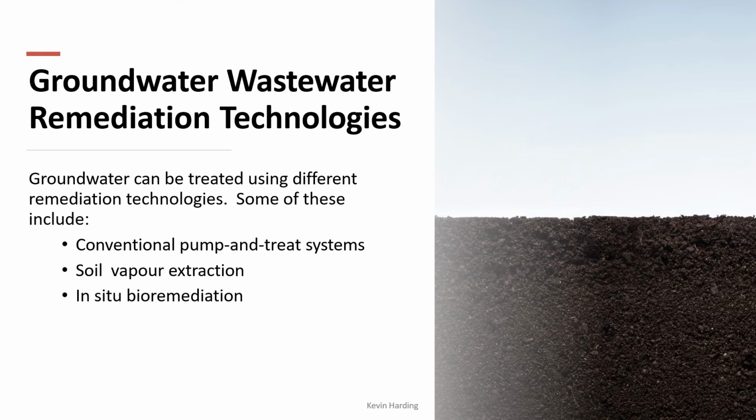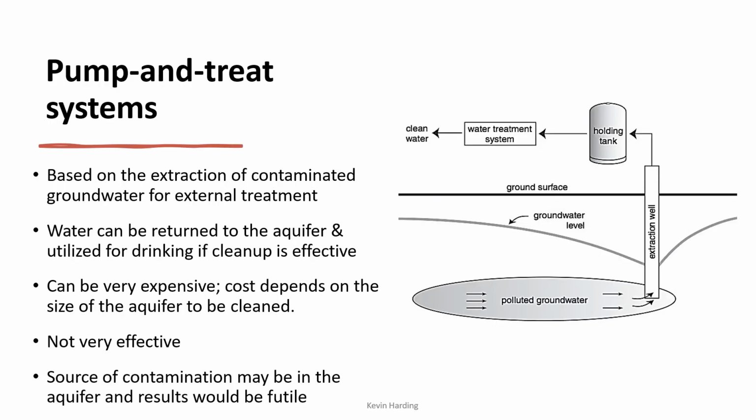But what happens when we have water that isn't in a wastewater treatment plant? We might have water, or pollution rather, that escapes and gets into our soil. If we get groundwater that is contaminated, there are going to be 3 types of systems that we can then use to treat this. The first one is conventional pump and treat, the second is soil vapor extraction, and the last one is in situ bioremediation. The first one is pump and treat systems.